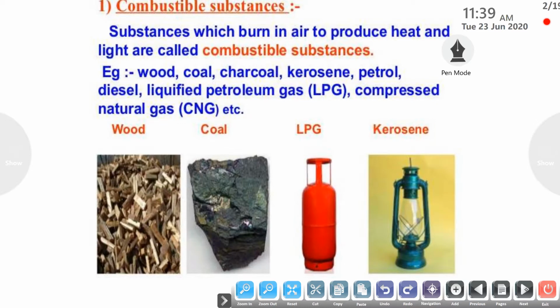Firstly we'll understand what are combustible substances. Combustible substances are the substances which burn in the presence of air or in the presence of oxygen to produce heat or light. They are called the combustible substances. Combustible substances can also be called fuel. For example, fuel can be of solid type, liquid or gas. Wood, coal, charcoal are the solid fuels. Kerosene, petrol, diesel, LPG are the liquid fuels, and compressed natural gas is a type of gaseous fuel. So the substances which burn in the presence of oxygen to produce heat are the combustible substances.